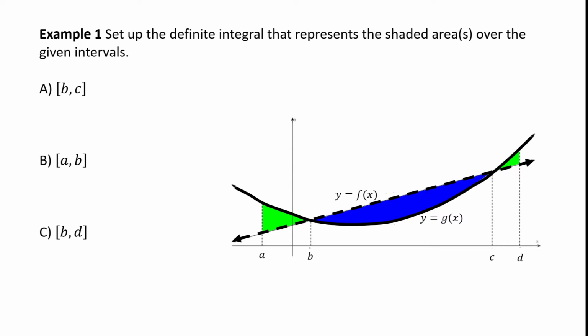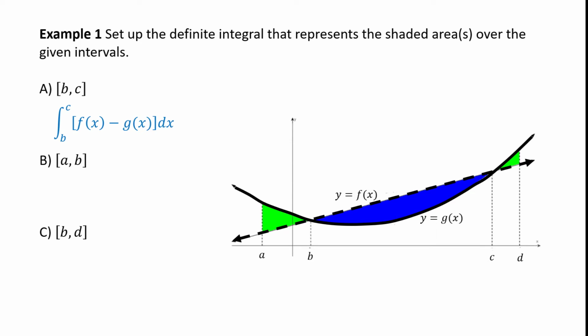Part A, on the interval from b to c. We note on the graph that on the interval from b to c, the line y equals f of x is above the curve y equals g of x. We would write the integral as the integral from b to c of f of x, that's the top line, minus g of x, the bottom curve, dx.